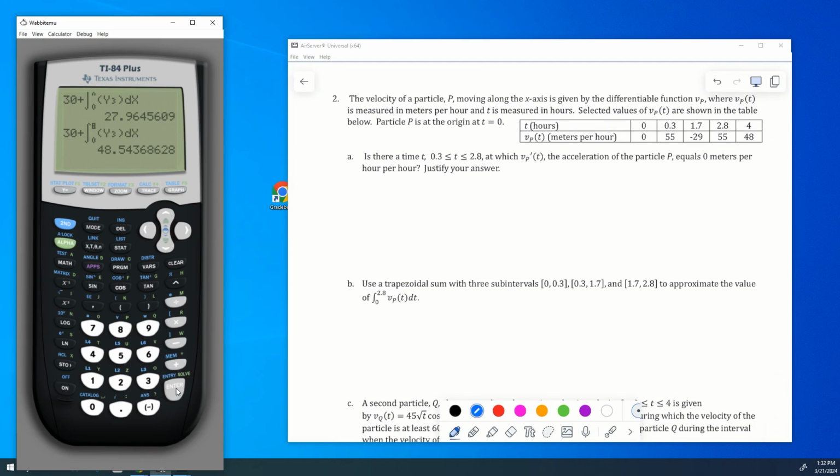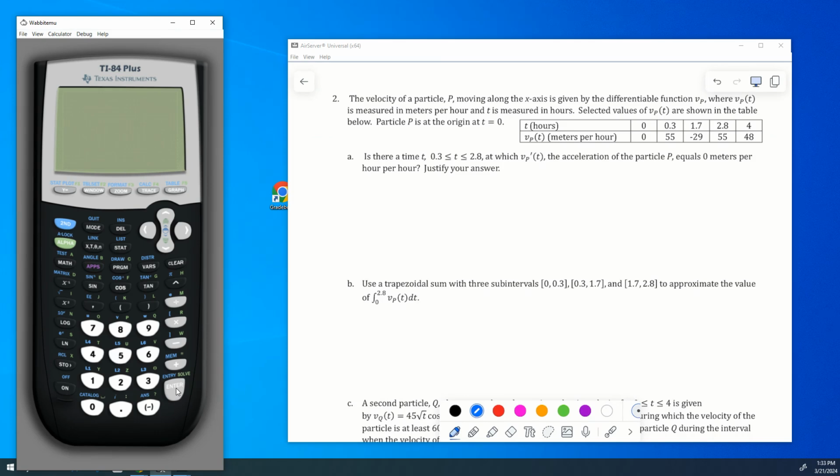So here we have it. The velocity of particle P moving along the x-axis is given by the differentiable function v of t, where v is measured in meters per hour and t is measured in hours. Okay, cool. Selected values are shown. Particle P is at the origin. Is there a time between those values at which v prime of t, that's a lot to say, the acceleration of the particle, equals 0 meters per hour per hour? Justify your answer.